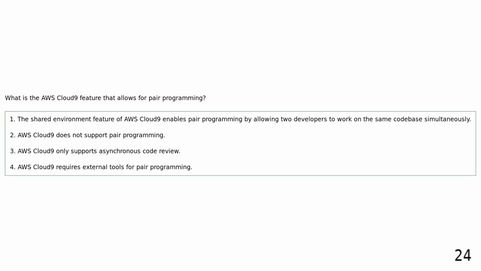What is the AWS Cloud9 feature that allows for pair programming? The shared environment feature of AWS Cloud9 enables pair programming by allowing two developers to work on the same codebase simultaneously. AWS Cloud9 does not support pair programming. AWS Cloud9 only supports asynchronous code review. AWS Cloud9 requires external tools for pair programming.